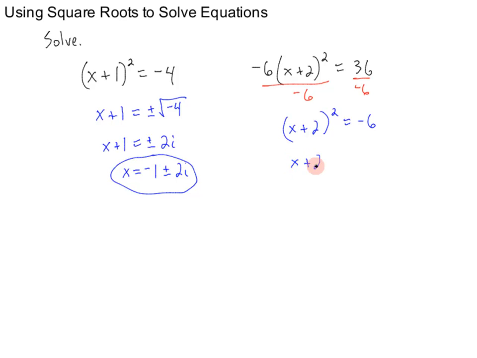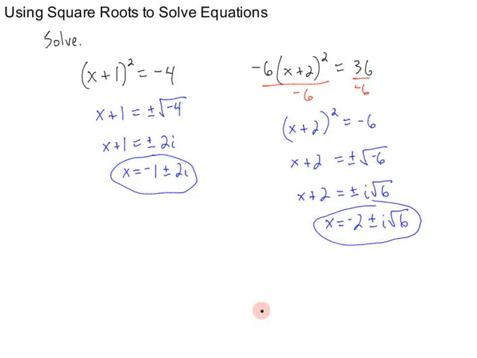Take the square root of both sides, and then the negative underneath the square root pulls out and becomes an i, so you get plus or minus i times the square root of 6, and then subtract the 2. And you get this answer. Notice that the i is next to the square root and not in front of the plus or minus, so you have to be careful with that.